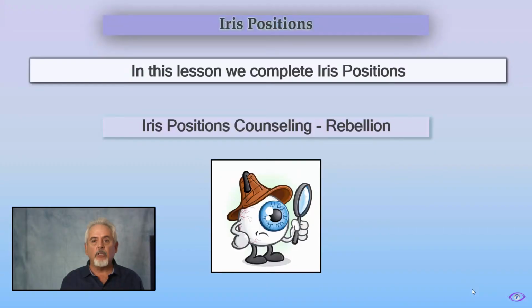Lesson 6, this is the third part, and we'll complete iris positions in this section. And we're going to go from counseling to rebellion. Ooh, that sounds like a nice combination.